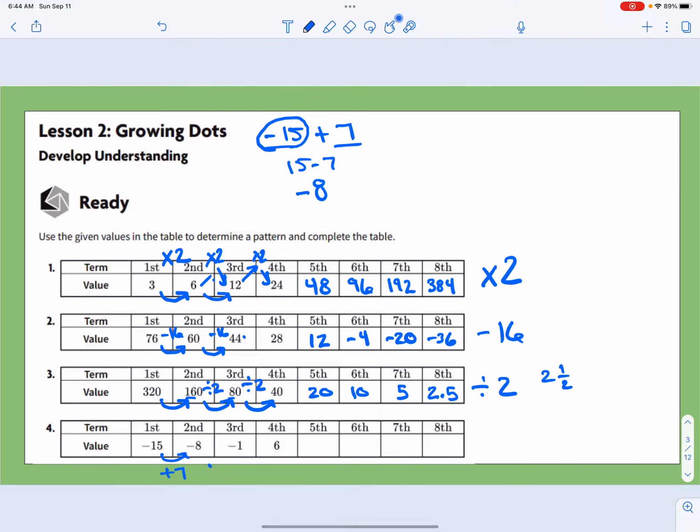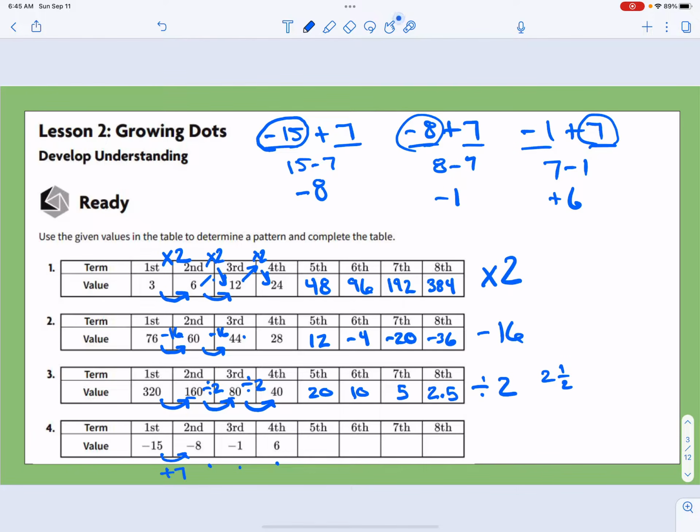Okay, look at the next one, double check. Negative 8 plus 7. The signs are different, so I find the difference, and then I keep the sign of the one with the greater absolute value, negative 1. Matches that. Then we have negative 1 plus 7. The signs are different, so I find the difference, and I keep the one with the greater absolute value, which is positive, positive 6.